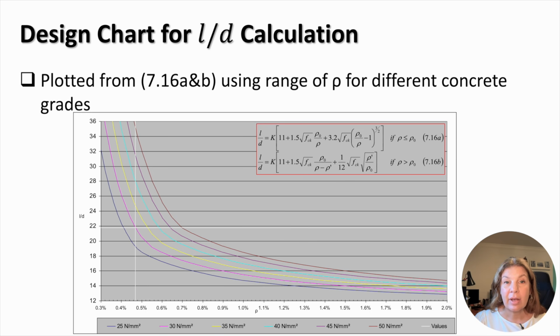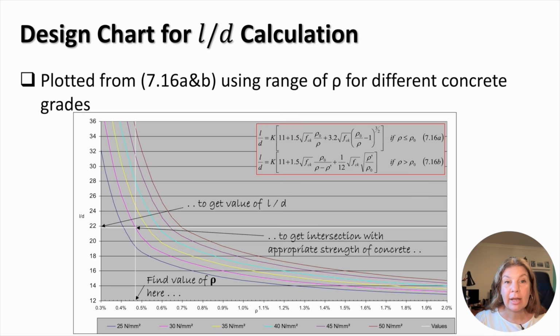Let's consider the example of a beam made from 30 megapascal concrete. A vertical line is drawn on the chart from the value of the reinforcement ratio on the abscissa of the chart. A point of intersection of this line with a 30 megapascal curve is found. A horizontal line is drawn from the point of intersection. The intersection with the ordinate gives the value of the basic span-to-depth ratio limit.